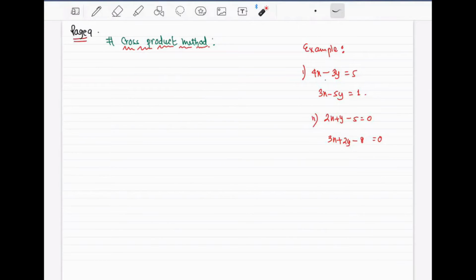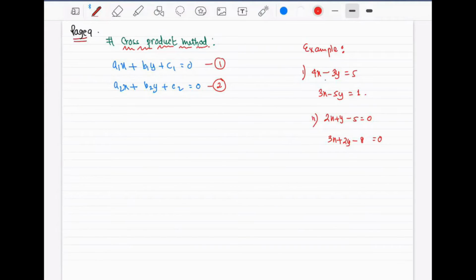But in order to arrive at the cross product method, let's take up two equations like this. Let me take up a1x plus b1y plus c1 is equal to 0. You have to note that the constant term is on the left hand side and the right hand side is only 0. And I'm taking up another one, a2x plus b2y plus c2 is equal to 0. Let's name the first equation as equation 1 and the second one as equation number 2.